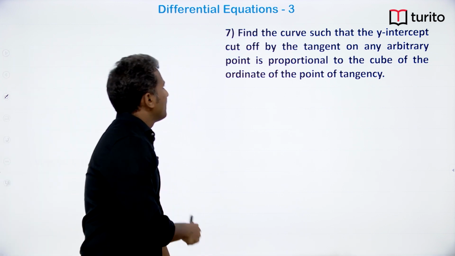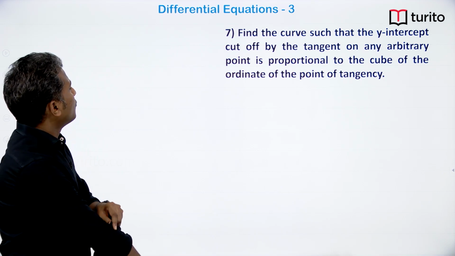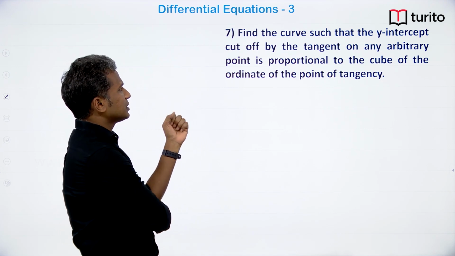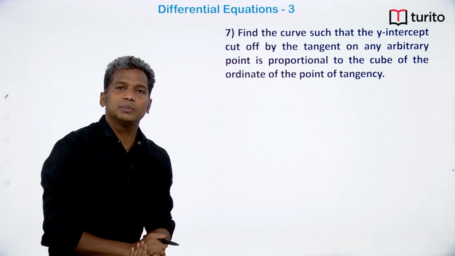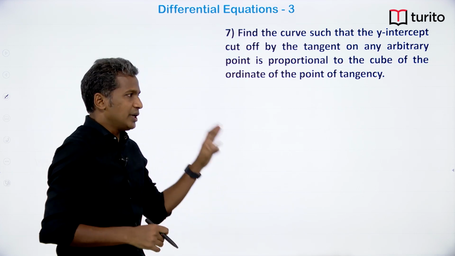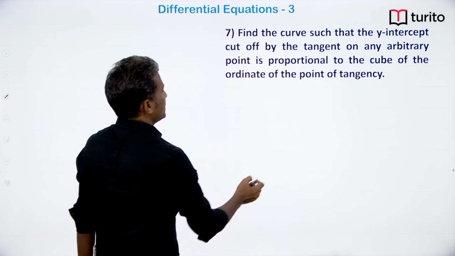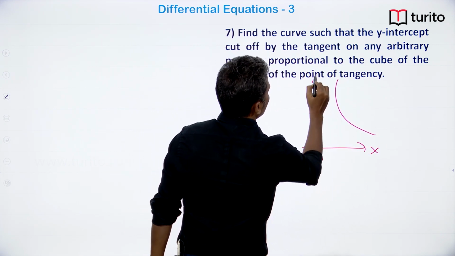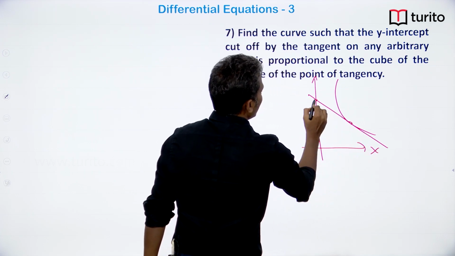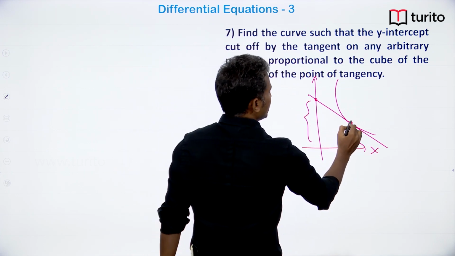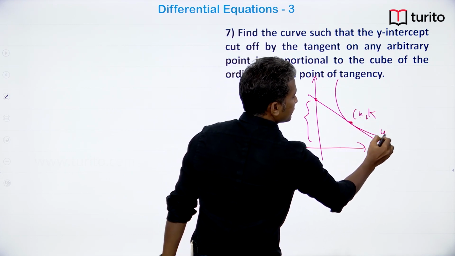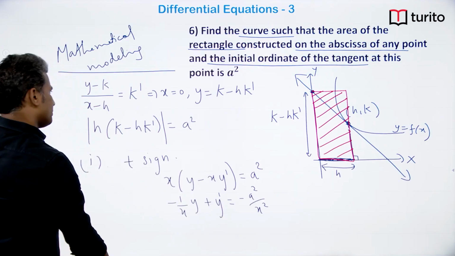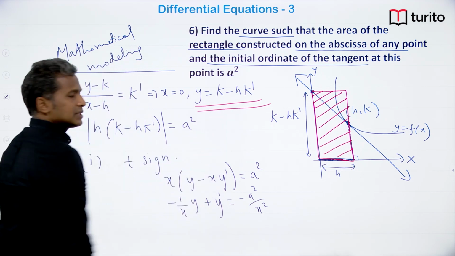Next question is, find the curve such that the y-intercept cut off by the tangent at any arbitrary point is proportional to the cube of the ordinate of the point of tangency. So here also we have to follow the same setup. It is the same approach: we have to draw a curve, take the x and y axes, and for the tangent take the y-intercept. When you take the point as (h, k) and the curve as y equal to f of x, it is going to be the same setup. So let me take the y-intercept from the earlier case. So this is our y-intercept.